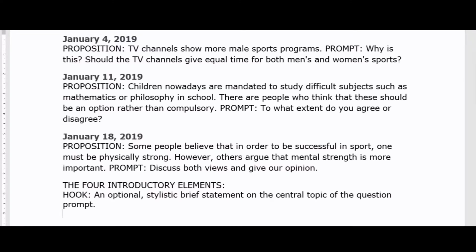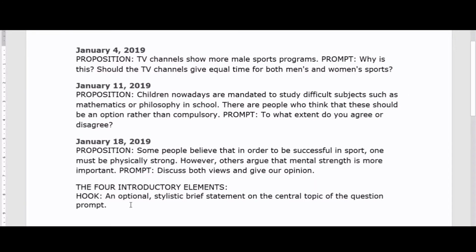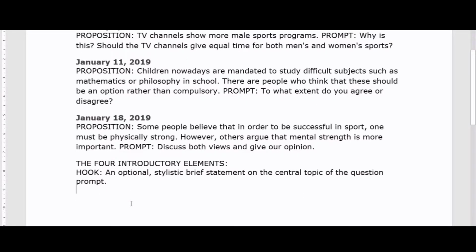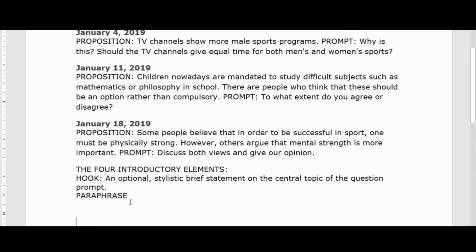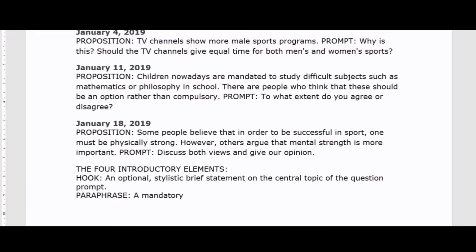So the statement has to be very interesting, something that will catch their attention. And now we arrive at the next element, which is what we call the paraphrase. Now this one is the sole mandatory element. So we can define it as a mandatory rephrasing of the question prompt.